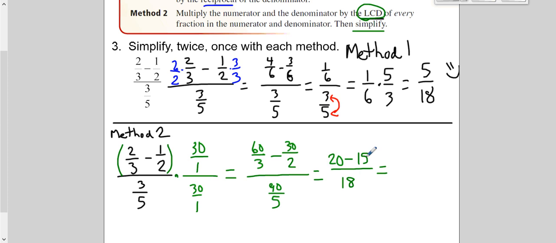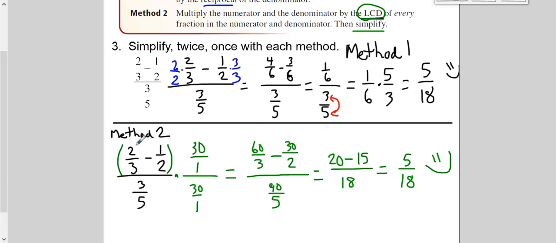All right, so we have 20 over minus 15 divided by 18. 20 minus 15 over 18. Same answer we got when we used method 1. All right, let's look back at this, because this step here, you hopefully can skip it once you get the hang of this.